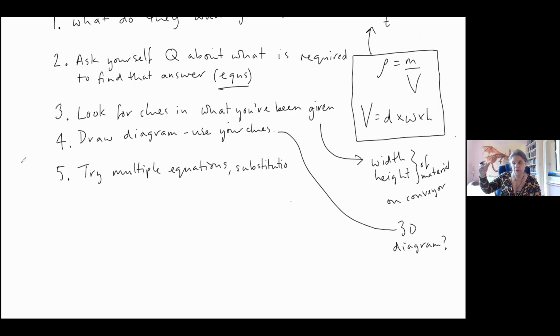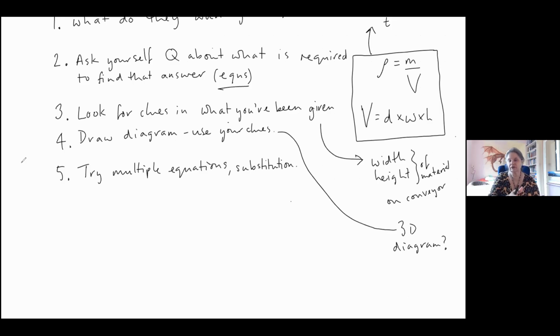You know, from one equation into another equation, okay? So here we substituted in the equation for density into the equation for velocity, and we substituted in the equation for volume into the equation for density. Can you see it's 3 equations, isn't it? So that's multiple equations and substitution. You've got to kind of work your way.